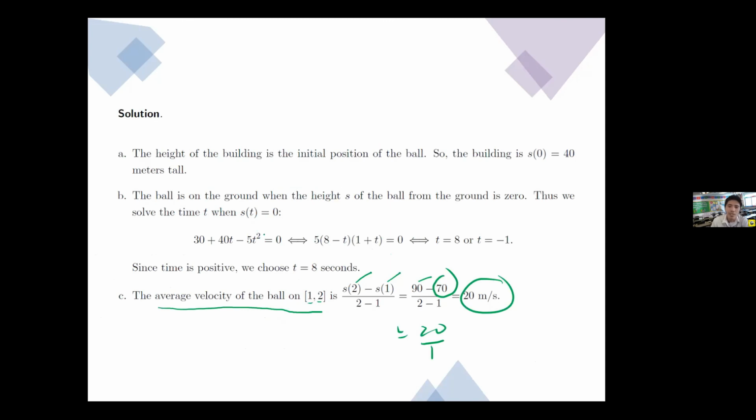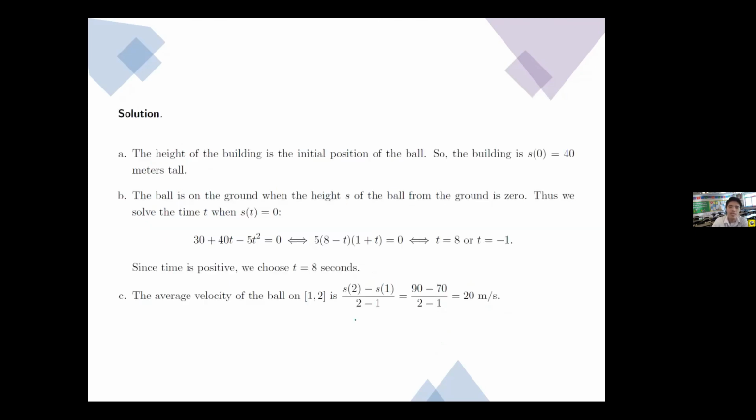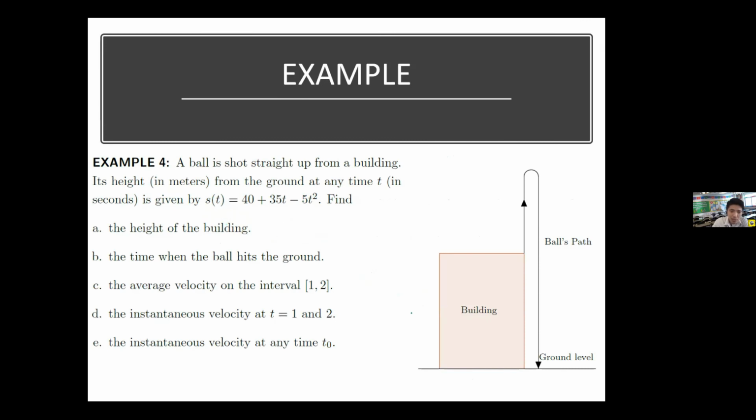So, ang average speed sa ball from 1 second to 2 seconds is 20 meters per second. And next problem is the instantaneous velocity. So, ang second question is, find the instantaneous velocity at t equals 1 and 2. Meaning, after 1 second, pila gyud ang velocity on that instant. Or at t equals 2, pila gyud ang velocity on that instant.